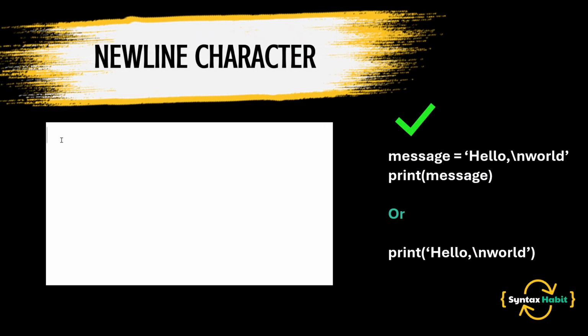Another way is to use the new line character, which tells Python to move the text to a new line inside a string. The new line character is an example of an escape character. Escape characters in Python are special combinations used inside strings to represent characters that are difficult to type directly or that have a special meaning in Python, such as new lines, tabs, or quotation marks.